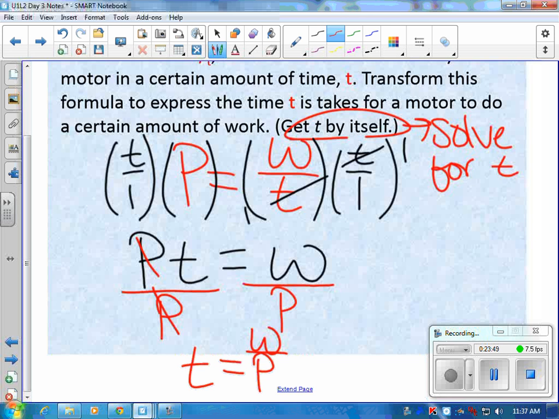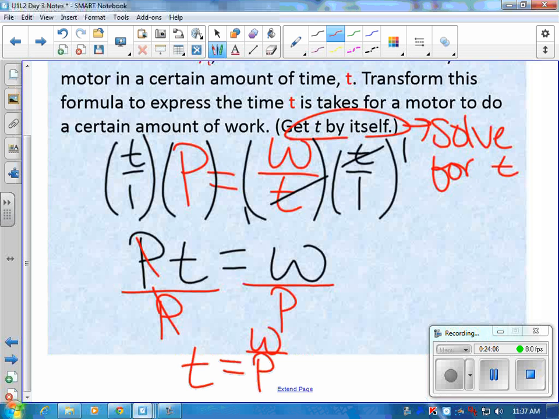So this would be helpful if they gave me W equals this value, P equals this value. Now I substitute them in, and I can figure out what the time is. That's why we do this. Well, we would do this and then put the numbers into the problem.